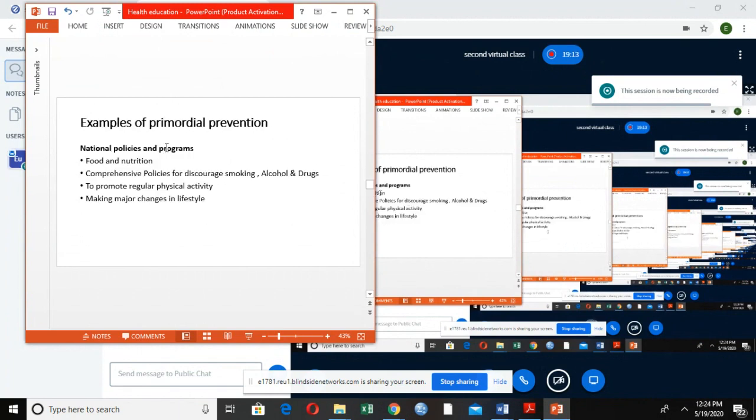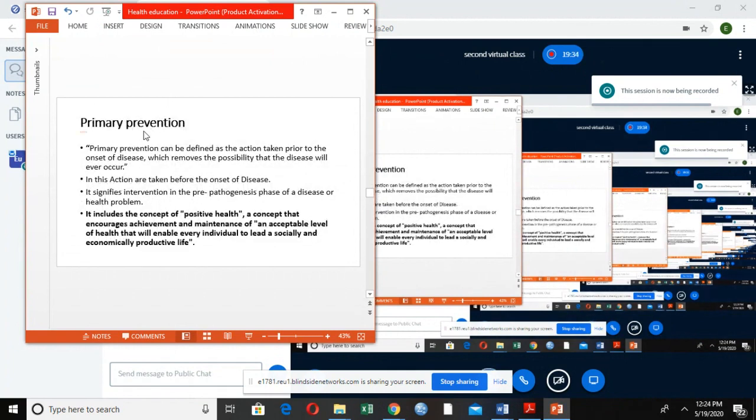So the examples of primordial prevention: we have national policies and programs such as food and nutrition, and comprehensive policies of discouraging smoking, alcohol and drugs, to promote regular physical activities, making major changes in lifestyle. All these are examples of primordial prevention.